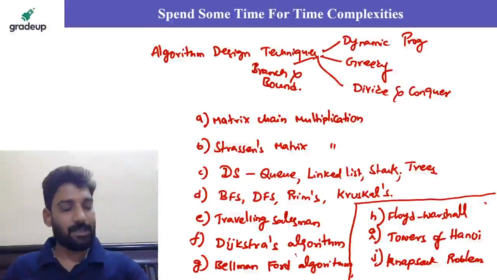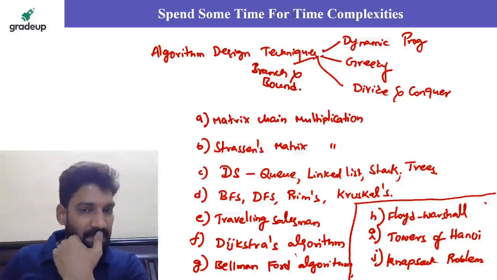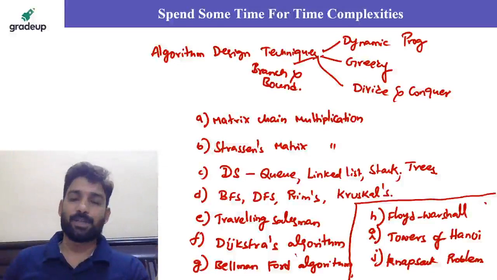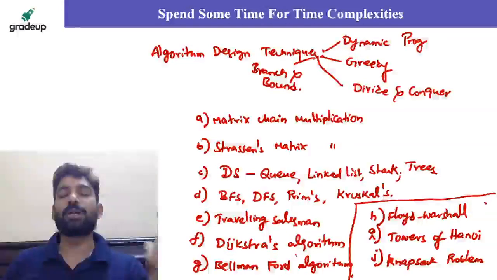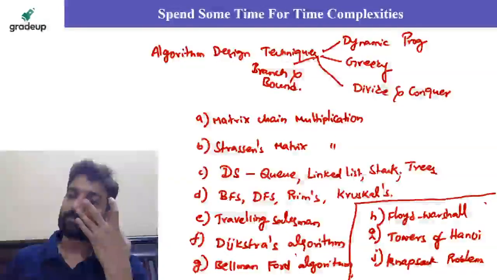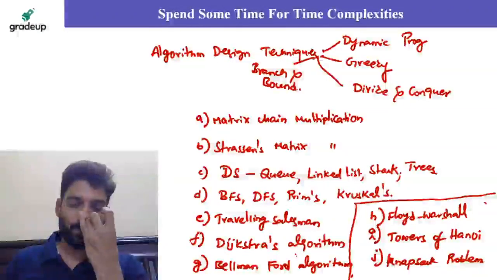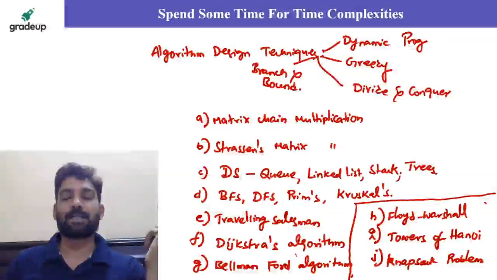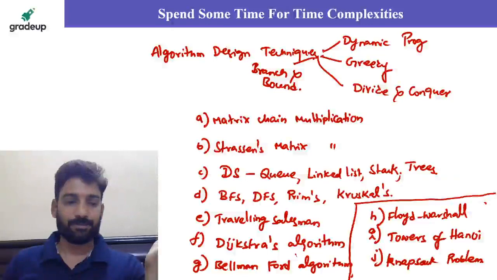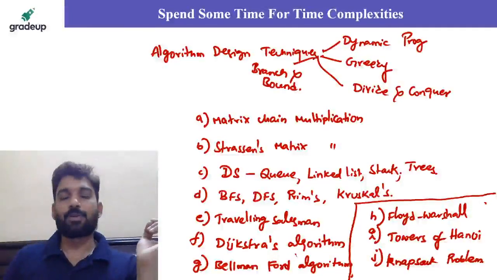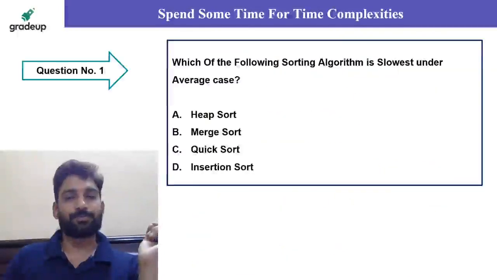You should know asymptotic notations. Asymptotic notations you should know, so that you will understand how to represent the time complexity. What is the meaning of input size and all. Alright. So guys, you try answering these questions now.